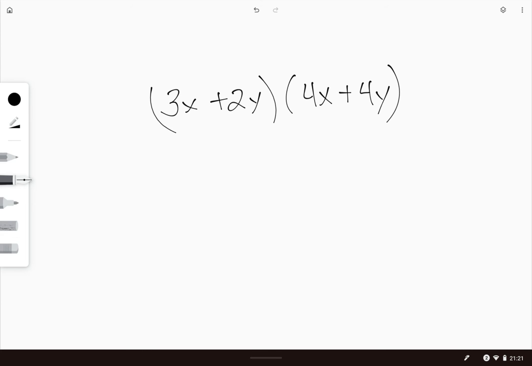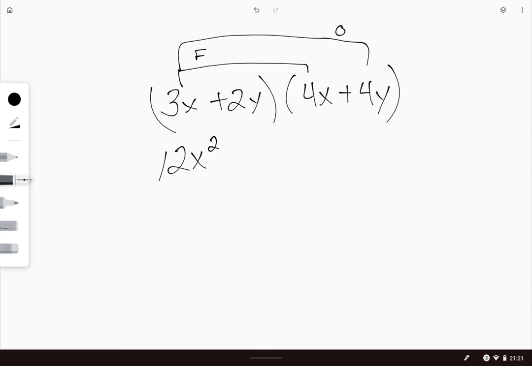So let's suppose I've got 3x plus 2y times 4x plus 4y. So this time I've got all these variables with coefficients. All right, so we're basically going to do the same thing, we're still going to follow the FOIL method. So 3 times 4 is going to be 12. And then I keep the base of x and add my exponents. So I have 12x squared.